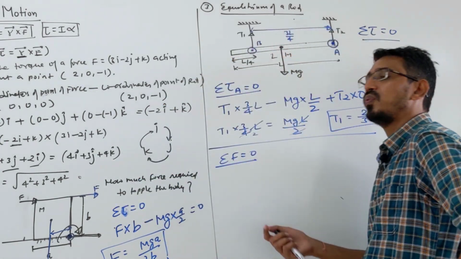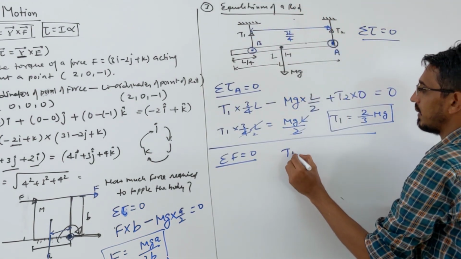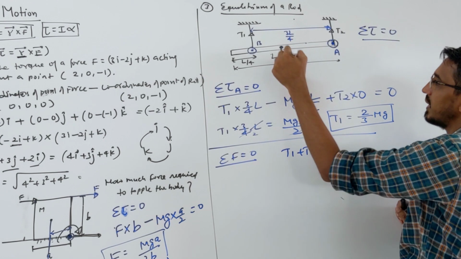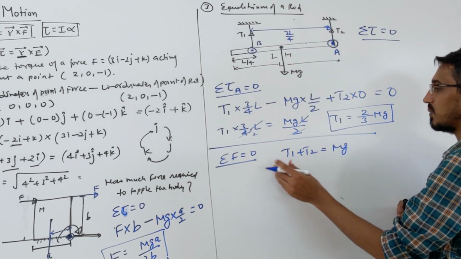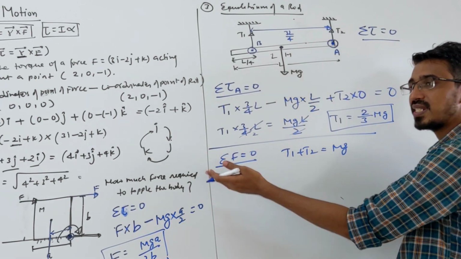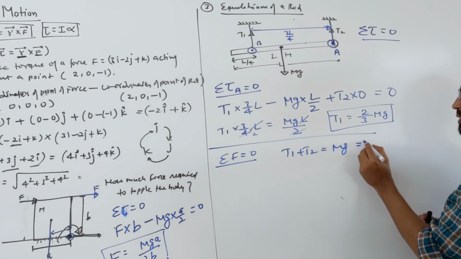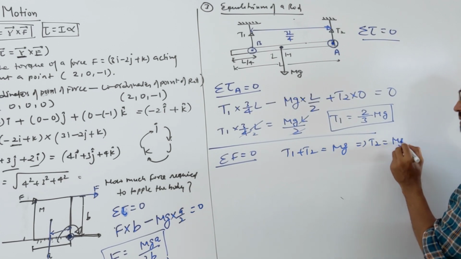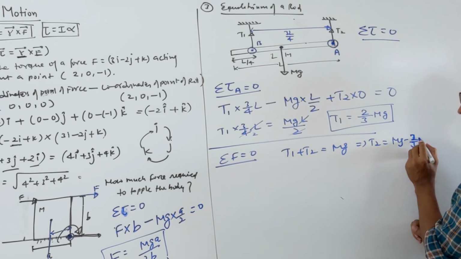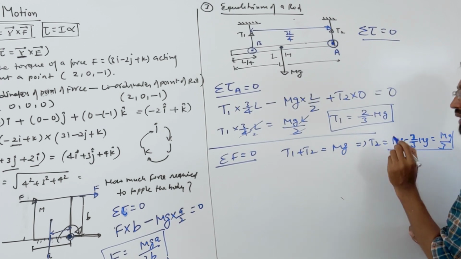So you can write net force is equal to 0. Net force means there are two forces acting upward, T1 plus T2, and one force acting downward, your mg. This net force is equal to 0, that is translatory equilibrium. Your T1 you already know, so you can find T2. T2 should be equal to mg minus 2/3 of mg, that becomes mg/3. This is a simple way to do it.